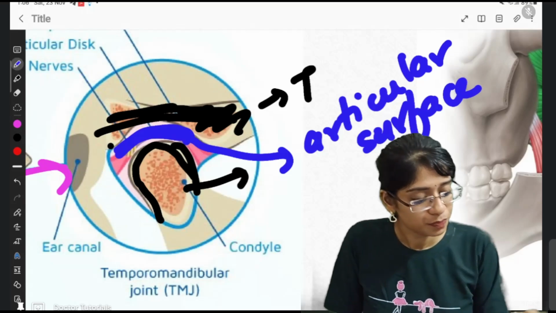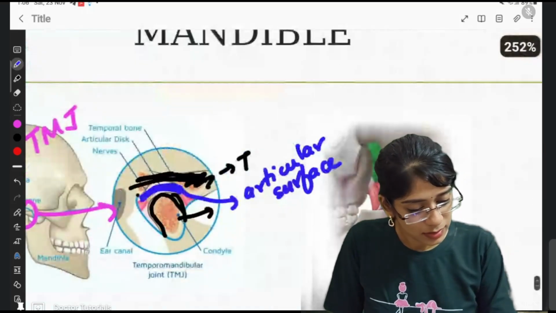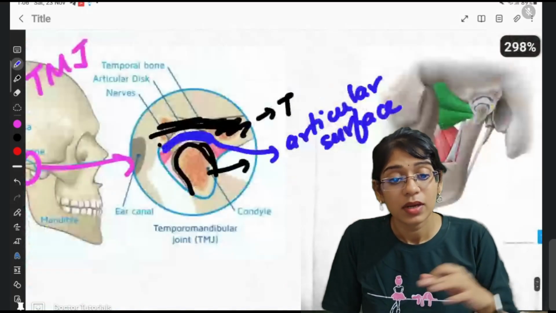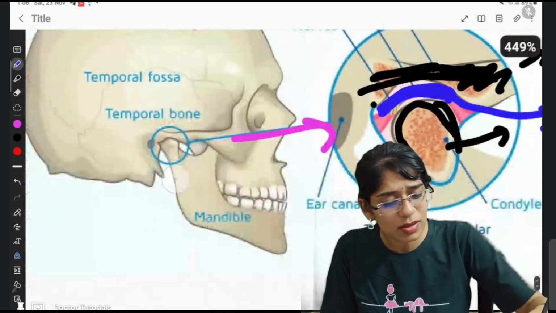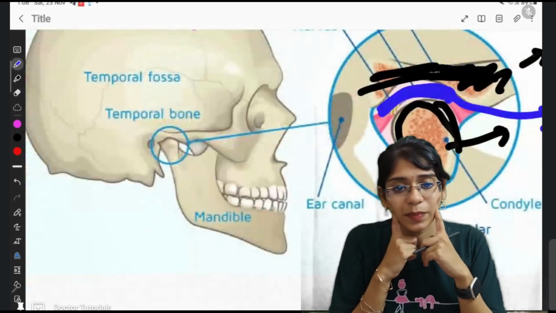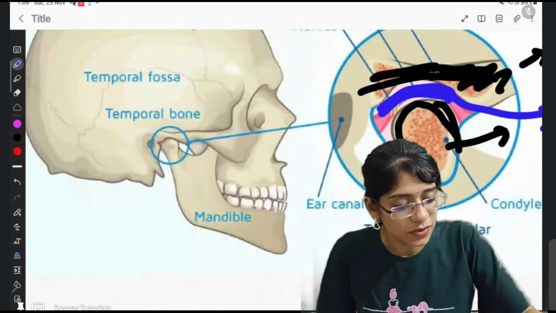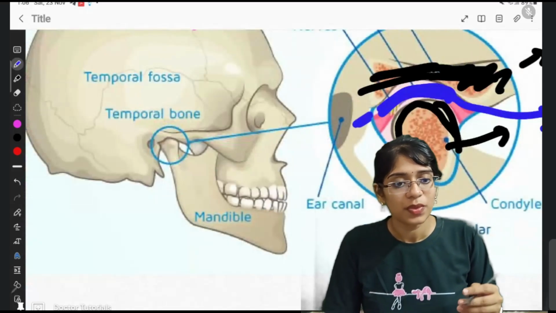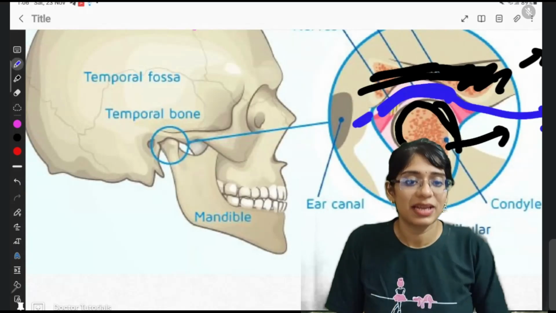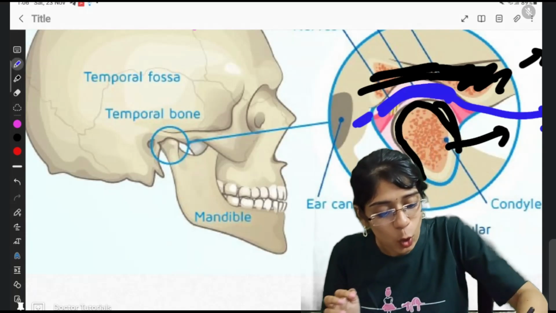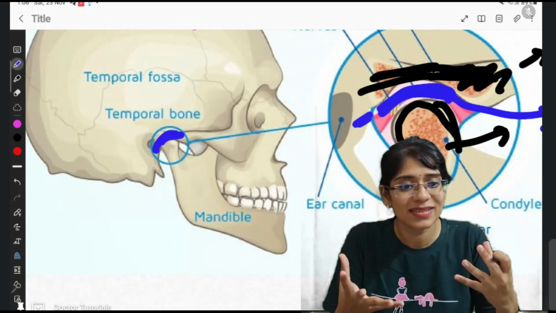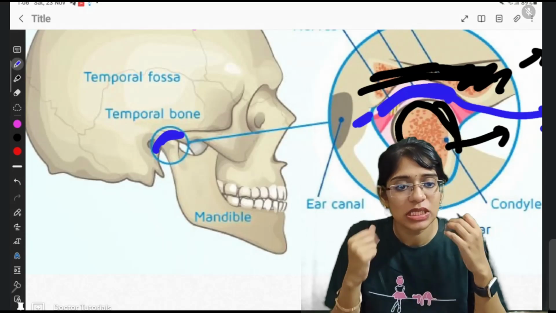Now tell me, let's come back to that. Wait, tell me, why do we need this articular surface in this joint? See, this articular surface, this blue color that I have drawn, gives a cushion effect. It allows the mandible to easily slide over this part. We can talk easily, chew easily, clench easily.